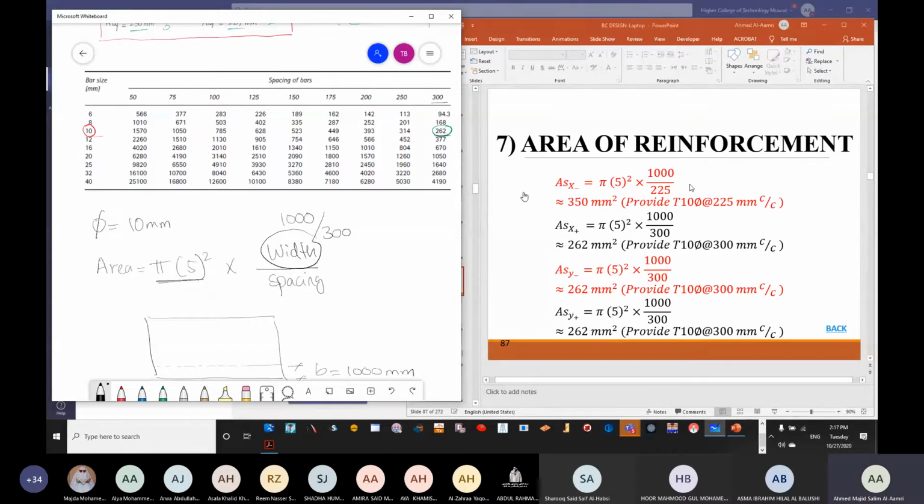You will assume a spacing and check whether it's lesser than the required or not. Got it? You start from 300. If the area that you are getting is lesser than the required, then it does not fit. Change it to 200, and it goes on.